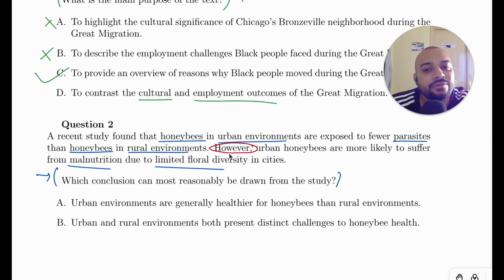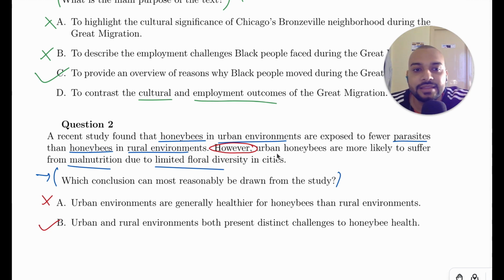Urban environments are generally healthier for honeybees than rural environments. Cannot generalize that because there's a contrast given. There are advantages, but then there are disadvantages as well. So wrong. B. Urban and rural environments both present distinct challenges to honeybee health. Looks correct? Yep. That's what has been mentioned in the passage, that there's one advantage of the urban environments, but then there's another advantage of the rural environments.